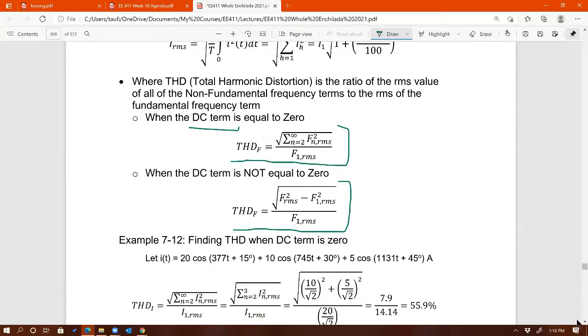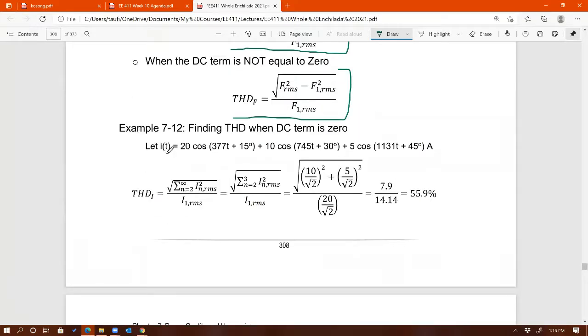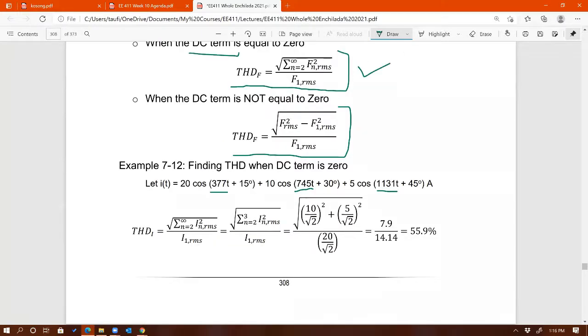For the non-zero and zero DC cases, I have this equation right there that describes a current. That current consists of three frequencies: the fundamental, the second harmonic, and then maybe the third harmonic. No, what is that? Fourth harmonic, maybe. Yeah, it looks like the fourth harmonic. So you have more than one frequency, and how do you calculate THD? Just plug in the equation from the previous one, except this one does not have any DC term. There's no DC offset, so you need to use the first equation right there.